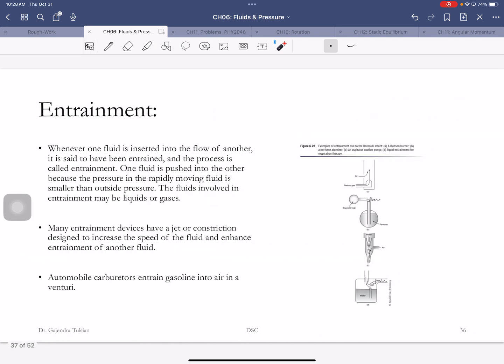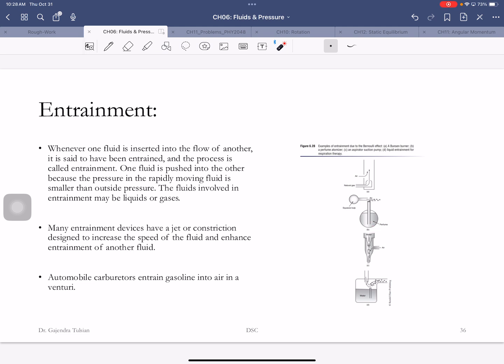So that's what's going on in entrainment. If you want to insert a fluid into another flowing fluid, that's what entrainment is. You take advantage of that. For instance, this is how your perfume bottles work. When you spritz a perfume or any of those spraying bottles, this is how they work.